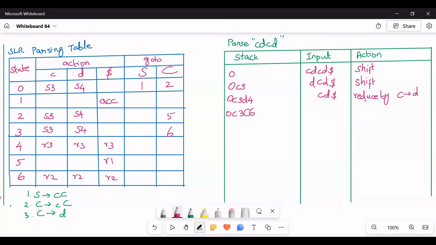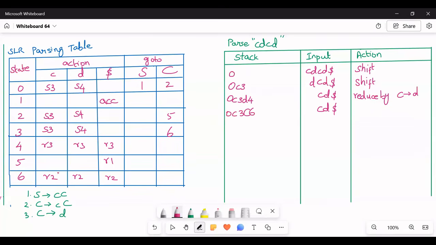So that should also be pushed onto the stack. If you want to do the reduce action, first calculate the length of the right hand side, multiply it by 2, then pop that many symbols from the stack. Then push the left hand side of the production, and refer to the goto table for the state 3 and C. That gives 6, which should be pushed onto the stack. Whenever you do a reduce action, there is no change in the input buffer. Now 6 and C.